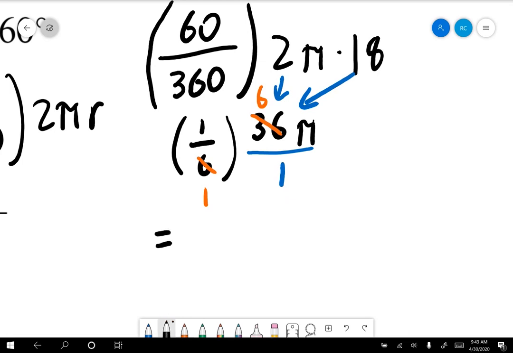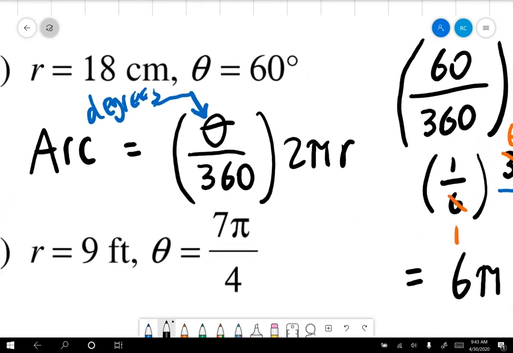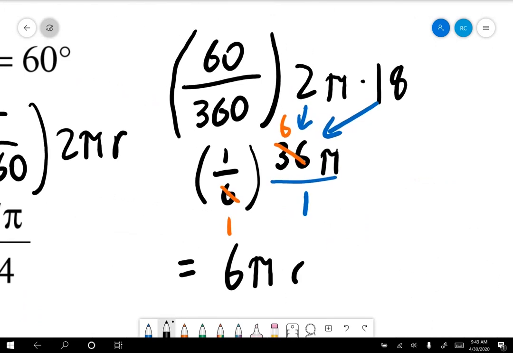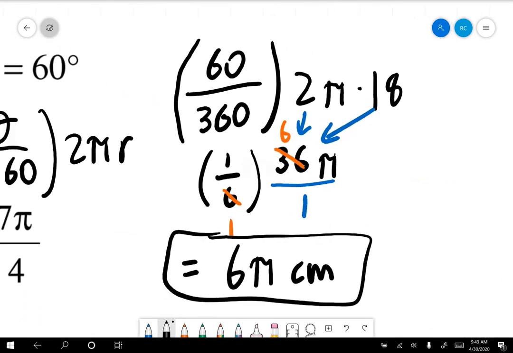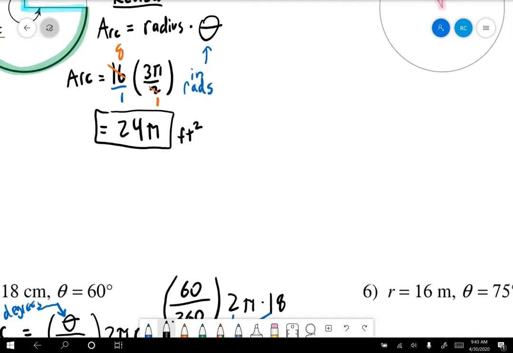So we get 6 pi. 6 pi what? Centimeters squared, or centimeters. Ooh, I messed up my units in the past ones. That's embarrassing. But I'm going to leave it in because, once again, mistakes are okay.